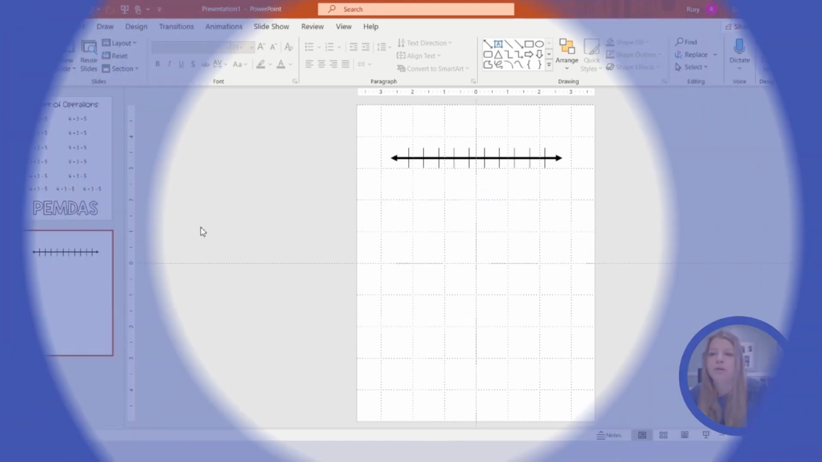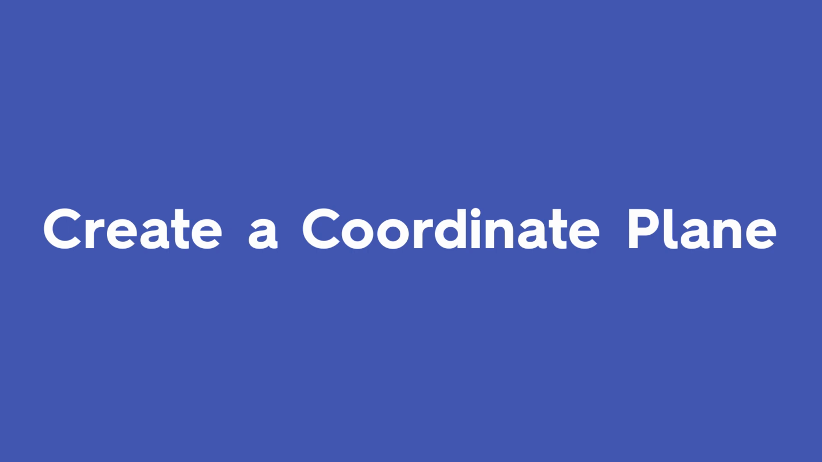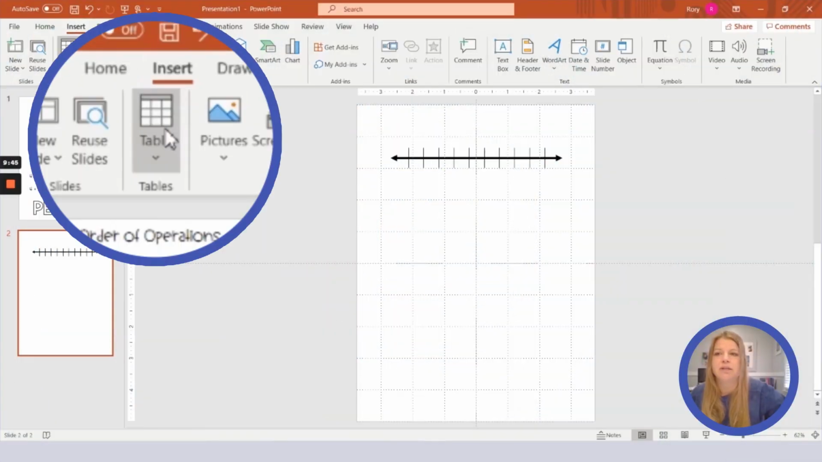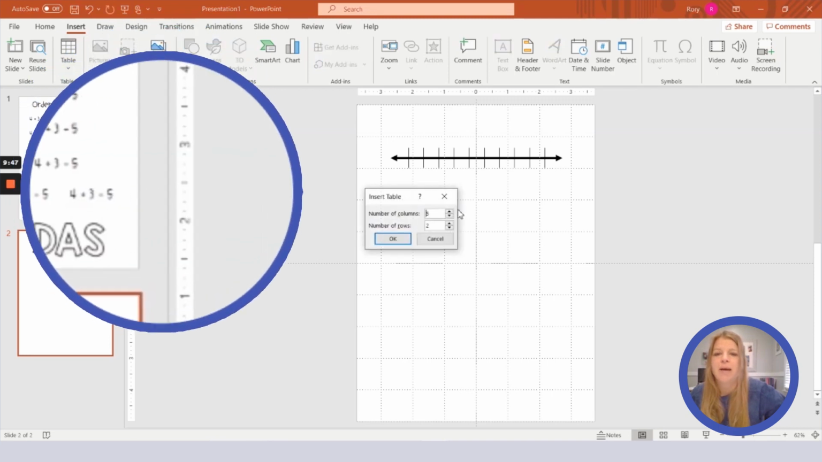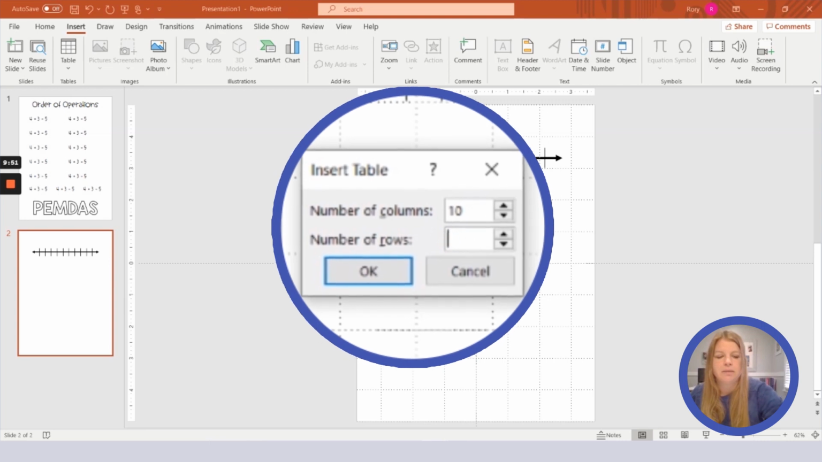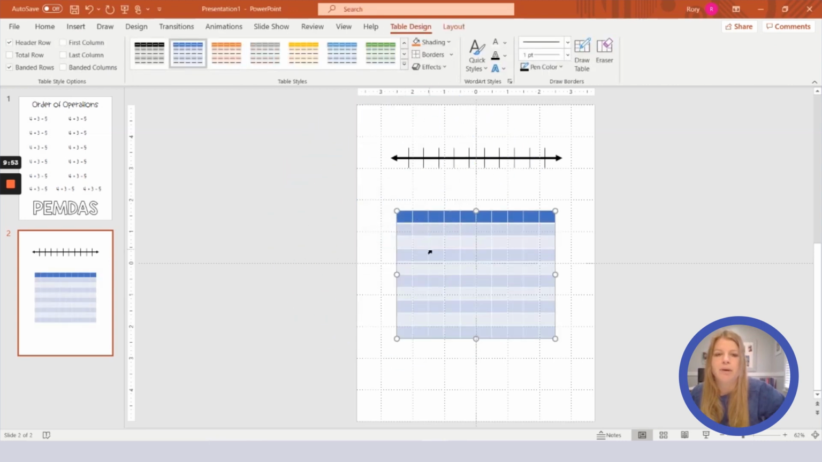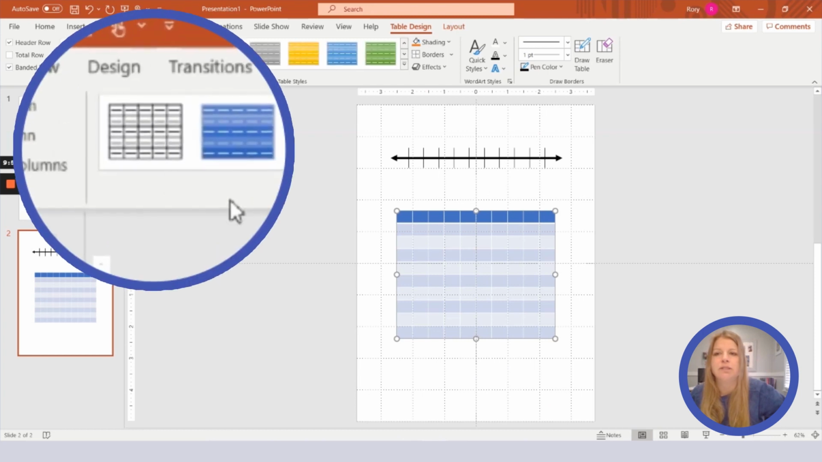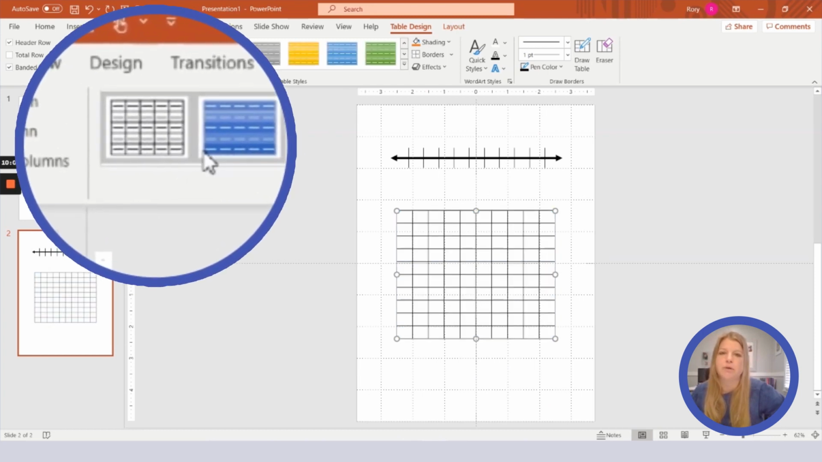The last thing I'm going to show you, something really easy to create today, is creating any coordinate plane. So you're going to go ahead, you're going to go to Insert Table, and I'm going to, let's say, make a 10 by 10 grid table. Now, obviously that looks pretty messy, that's not what we want. While it's highlighted, I'm going to turn it into just a basic grid.